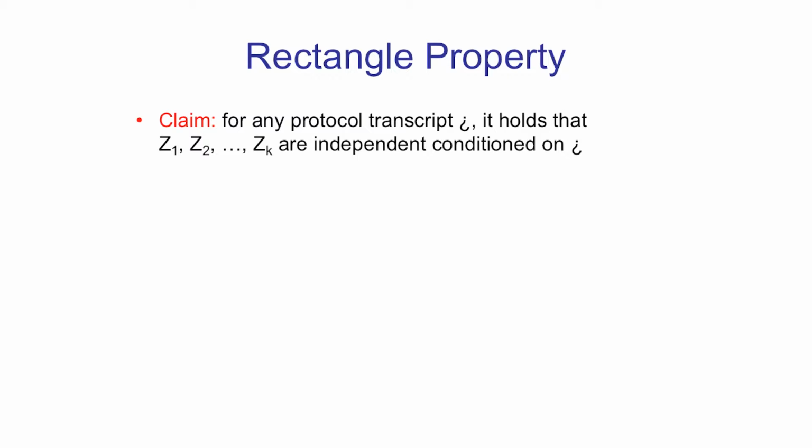even though some of them might be fixed, right? Maybe the protocol reveals the first bit. It's fixed, but it's still independent of the remaining bits. I'm not claiming they're still Bernoulli 1/2.